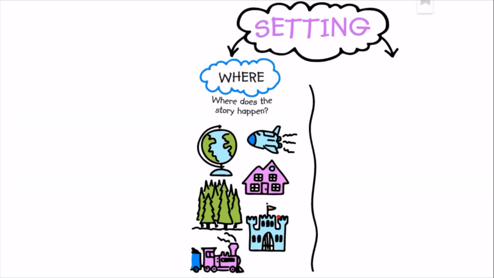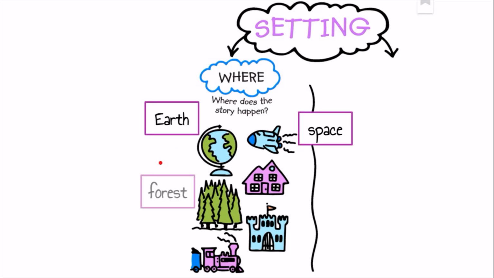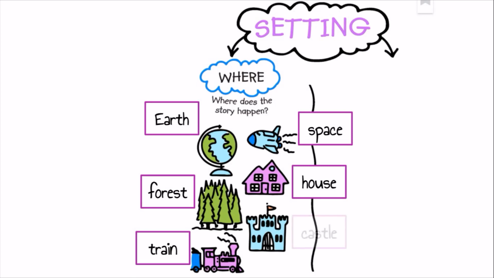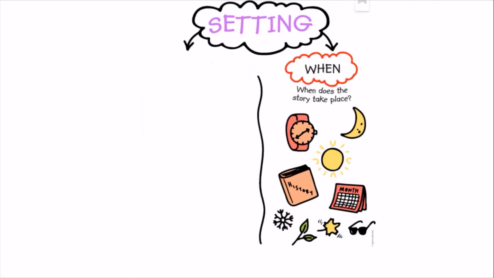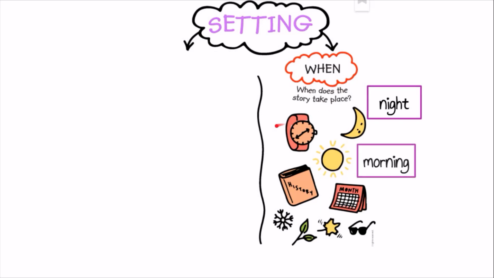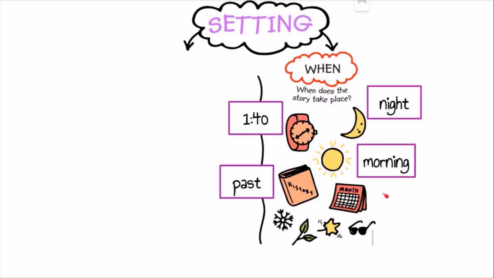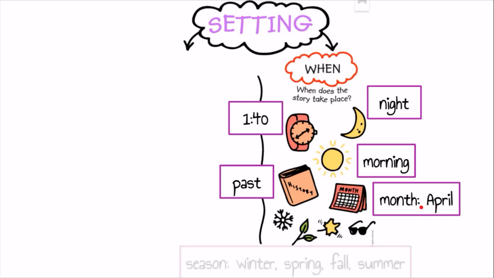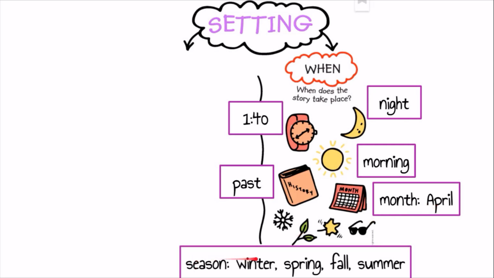Here are some examples. Where does the story happen? It can happen on Earth, in space, in a forest, in a house, on a train, or in a castle. When does the story take place? The story can take place at night, in the morning, at 1:40 p.m., in the past, in a specific month like April, or in a specific season like winter, spring, fall, or summer.